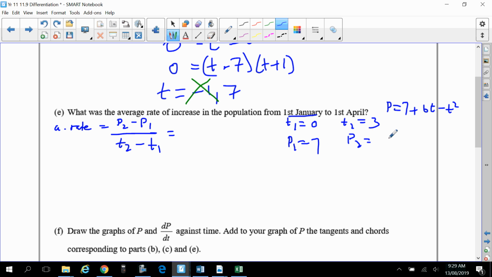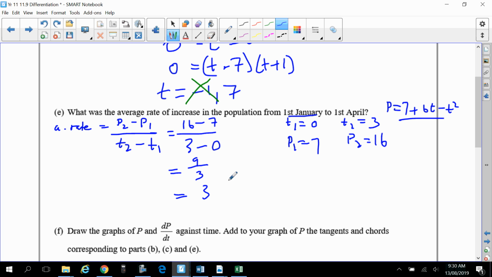I think we got the population at this time as well. 16, we did it before already, right? But if you forgot it, you can do that again, doesn't hurt. And then we'll do 16 minus 7. Notice that I write down the formula first to eliminate careless error. So what would that be? 16 minus 7 is 9.